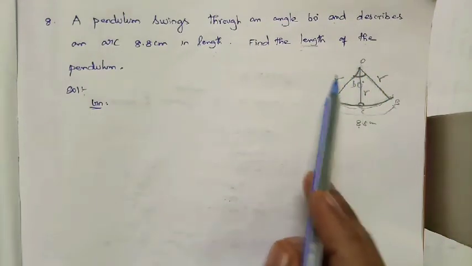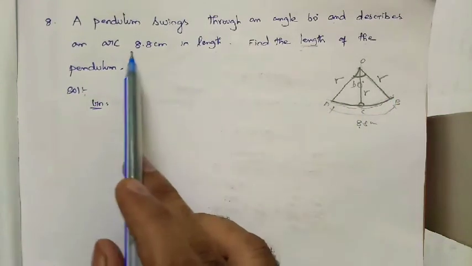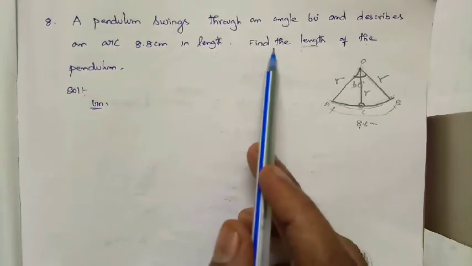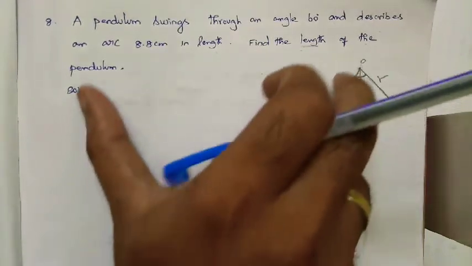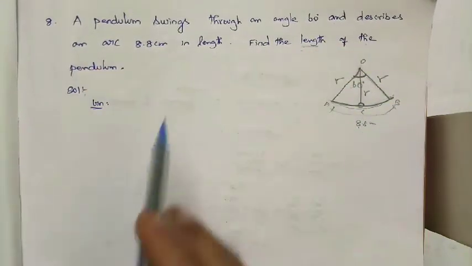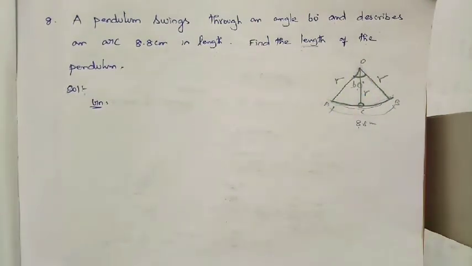Up to 60 degrees it swings and describes an arc. The arc is 8.8 centimeters in length, and we want to find only the length of the pendulum. For this situation, a sector is created, so we will find it by using the sector formula.